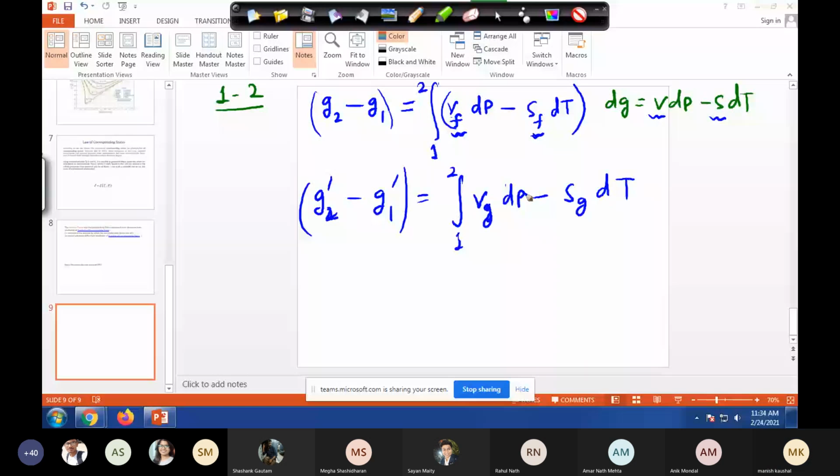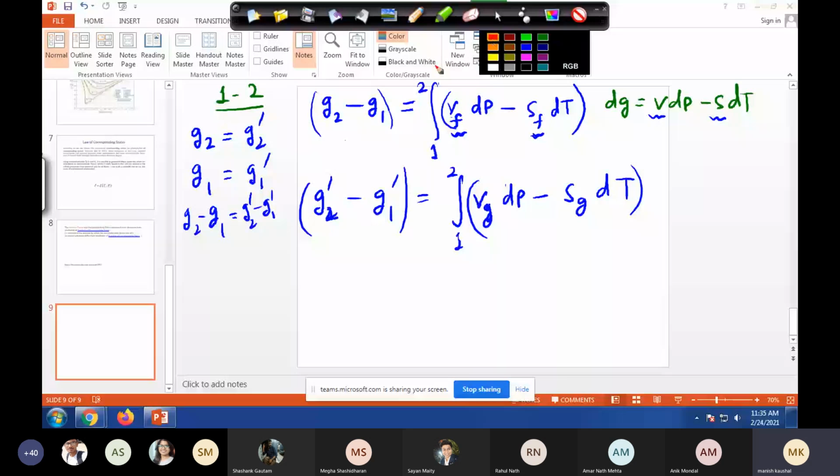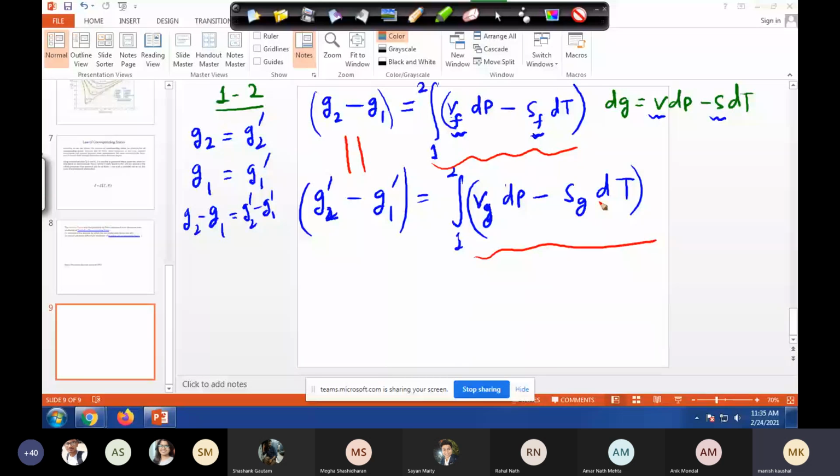But we know, if you remember, G2 equals G2 dash and G1 equals G1 dash. So G2 minus G1 is equal to G2 dash minus G1 dash. These two are equal. If these two are equal, these integrals are also equal. If these integrals are equal with the same limits, then the integrands should also be equal. You got the point? Left hand side is equal, so the right hand side is also equal. It's the integral from the same point 1 to 2, so the integrands should be equal.